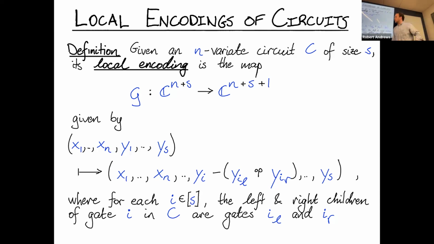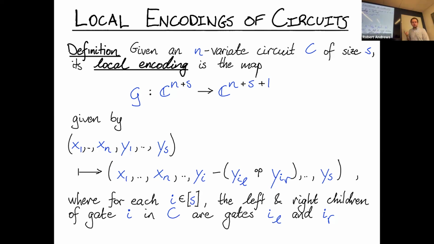Now the first n outputs of the generator are just these n input variables. Then the next s outputs of the generator are these local equations: I take the variable for gate i, and I subtract from it the variable for its left child plus or times whatever the variable for its right child. I have all these polynomials that encode local correctness of the circuit. And then the very last output is just the variable corresponding to the output gate of the circuit.